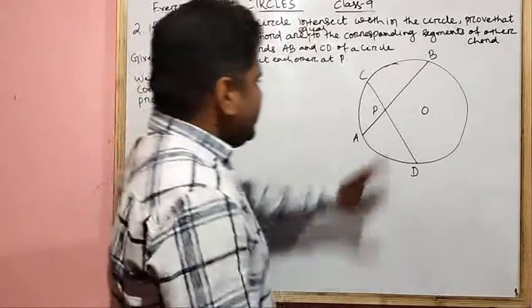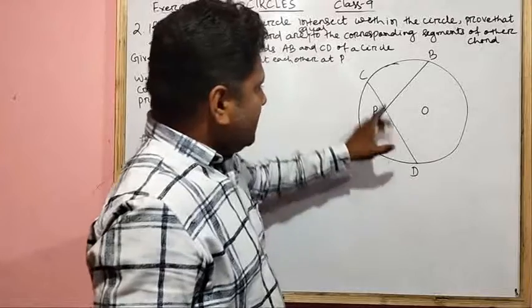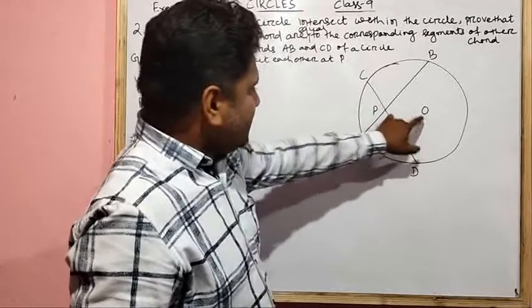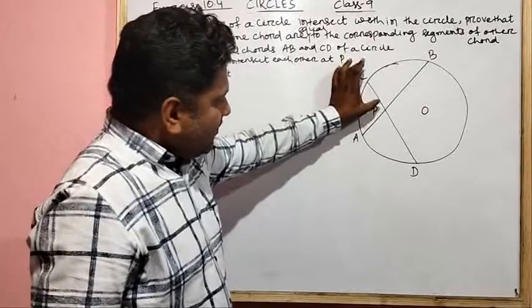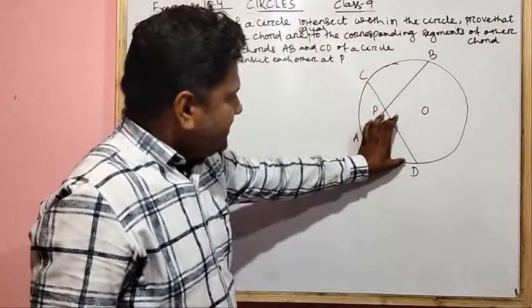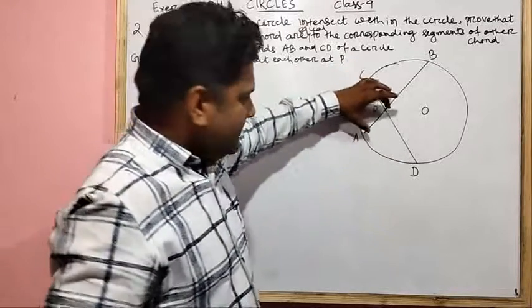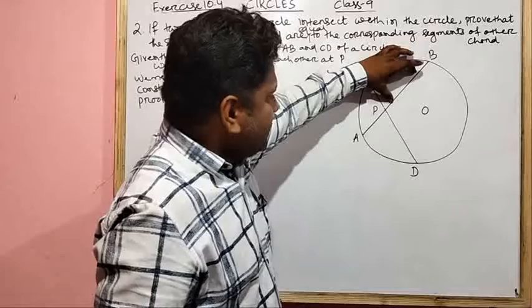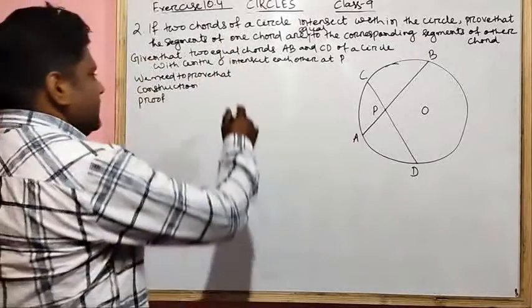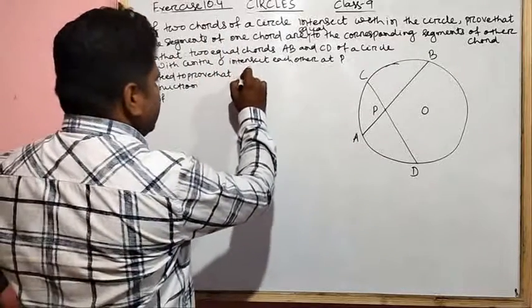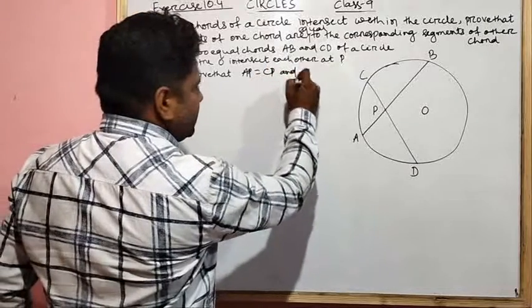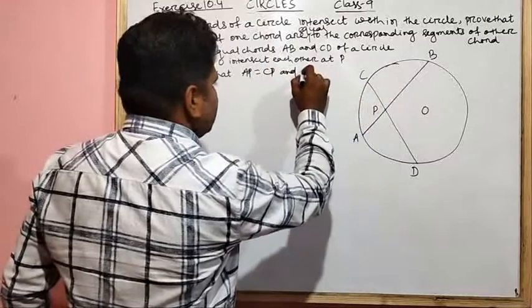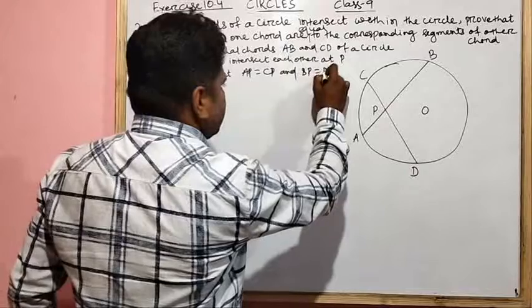Means AB and CD are two chords of a circle with center O intersect each other at P, and the segment of one chord means CP and CD are respectively equal to AP and BP. So we have to prove that AP equal to CP and BP equal to DP. We have to prove this.